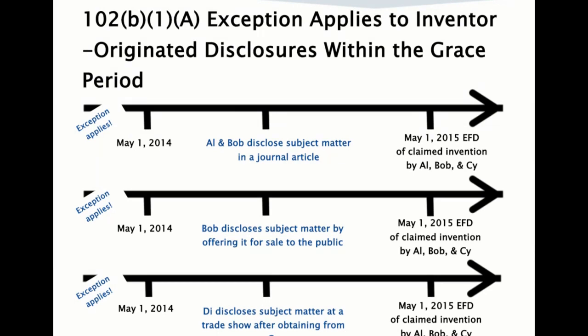In all 3, there are different modes of public disclosure: a journal article, an offer for sale, and a trade show display. The first 2 timelines show disclosures by members of the inventive entity, but not the entire inventive entity. This fulfills the requirements of the exception, so the exception applies and the disclosures are not prior art. Namely, the disclosure was within the grace period and is inventor originated because the disclosure is being made by one or more joint inventors. In the third timeline, the disclosure was not by one or more of the inventors, but it was by another who obtained the disclosed subject matter from the joint inventor, thus also fulfilling the requirements for the disclosure to meet the exception.